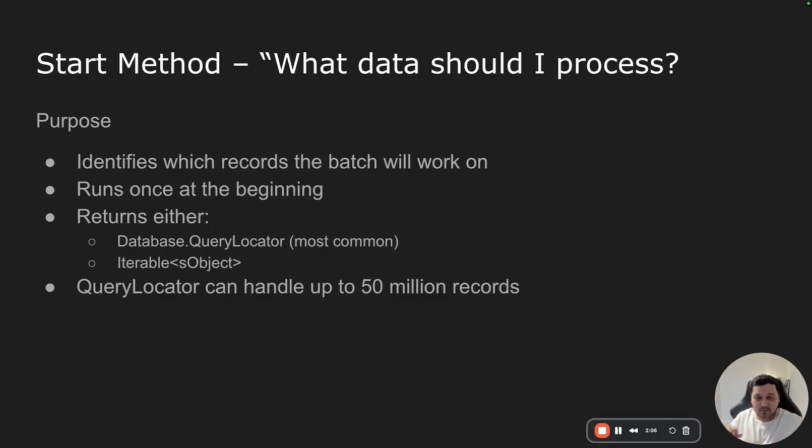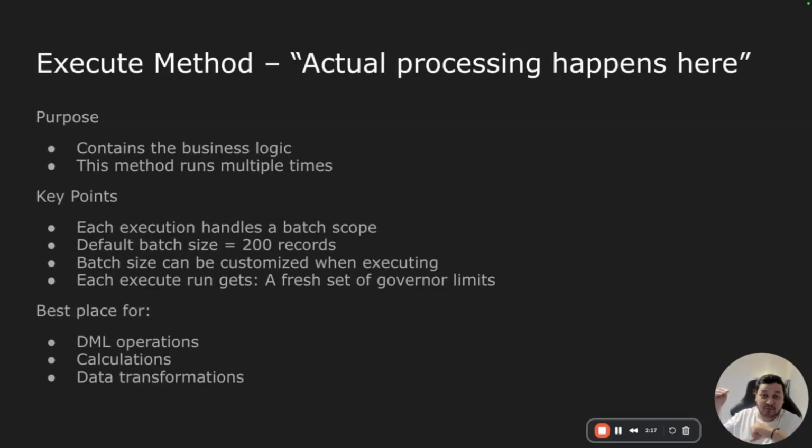Consider it as your for condition. An execute method is what basically runs inside the loop. So let's say your SOQL query returns 10,000 records, and let's say your batch size is 2,000. So you would have 5 batches of 2,000 each, and your execute method will run 5 times for those 2,000 records.